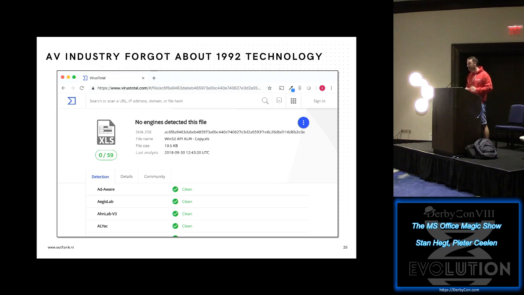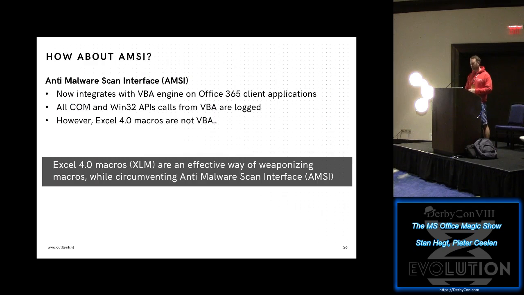Let's go one step further. That's AV. But what about AMSI? Microsoft recently announced that the anti-malware scan interface now also integrates with the VBA agent on the most recent Office 365 client applications, which means that you can use an AMSI provider to look into what VBA code is actually being executed without all the obfuscation that might be in there.